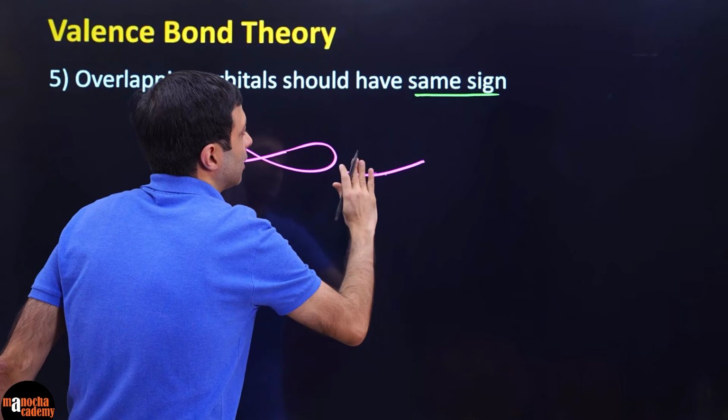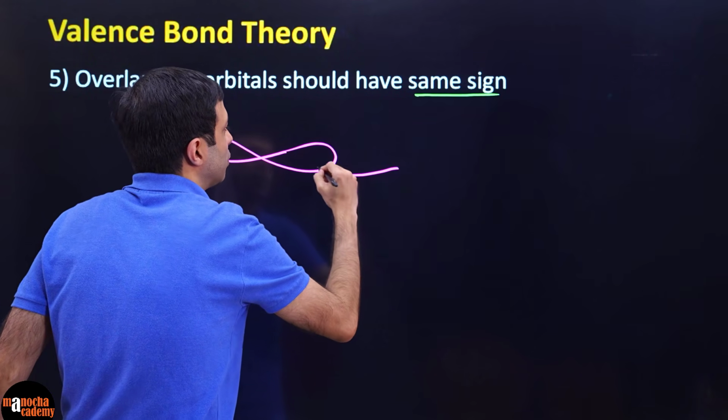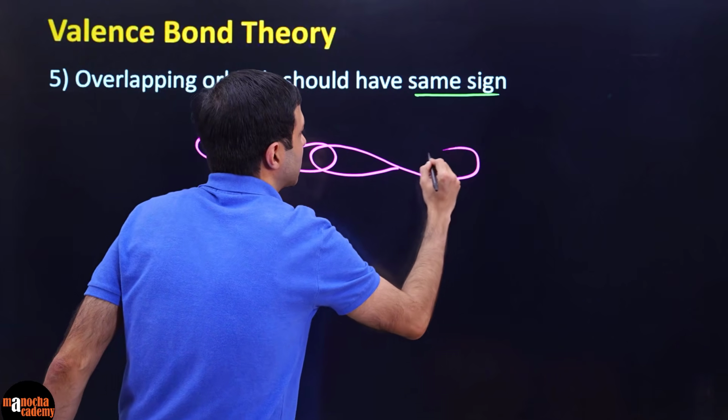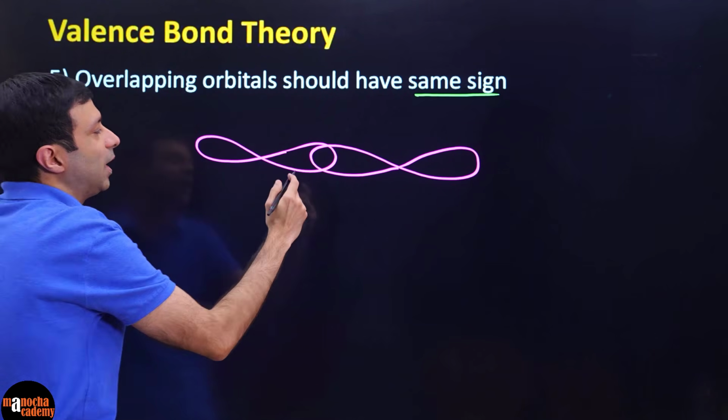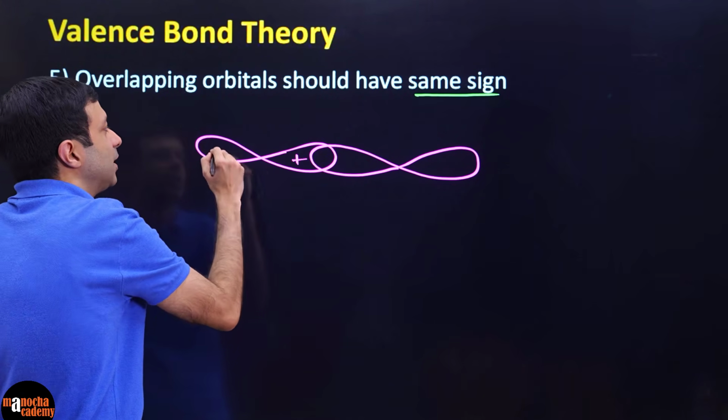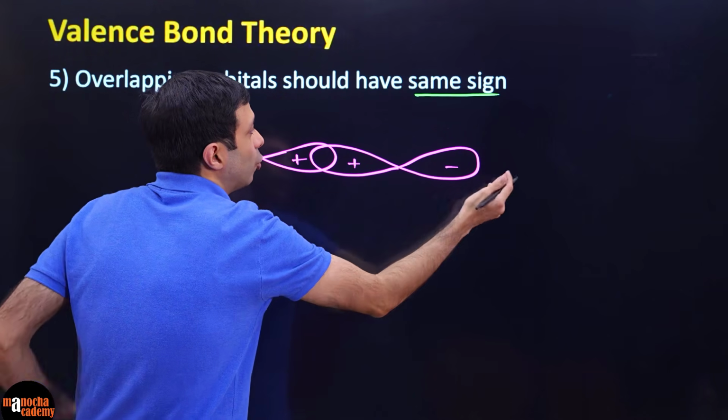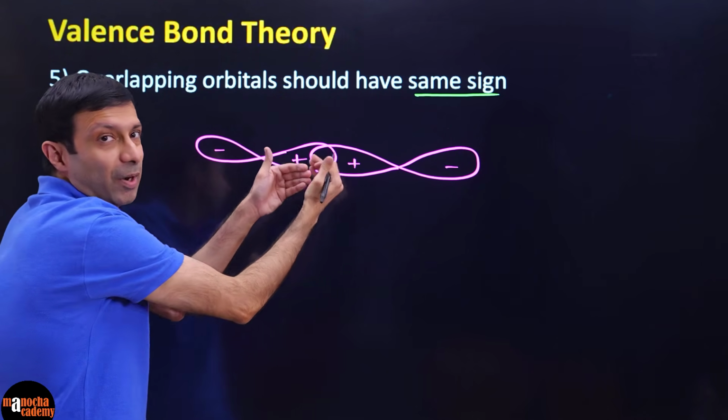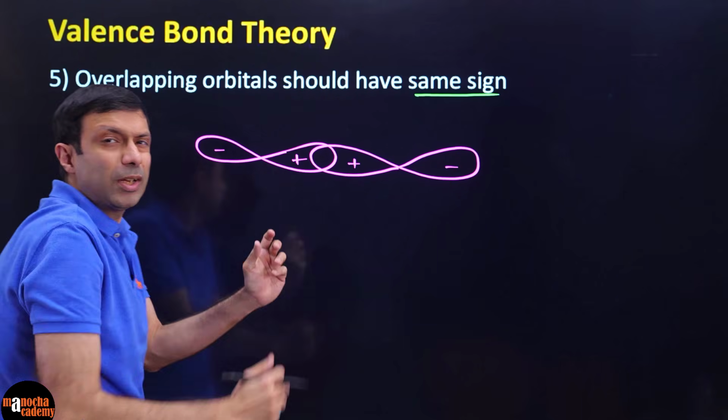So what this point is telling us is that if you have two p orbitals, let's say along this axis, you can call this the x-axis if you want, or z-axis, whichever one. Let's say I'll call it the x-axis for now. So when the two orbitals overlap, their plus parts should overlap.